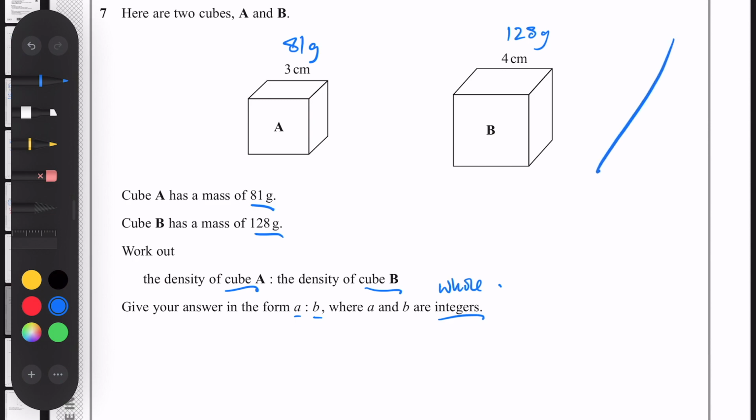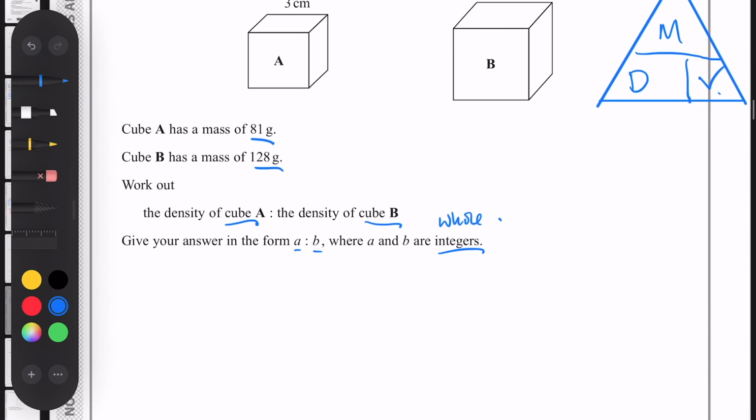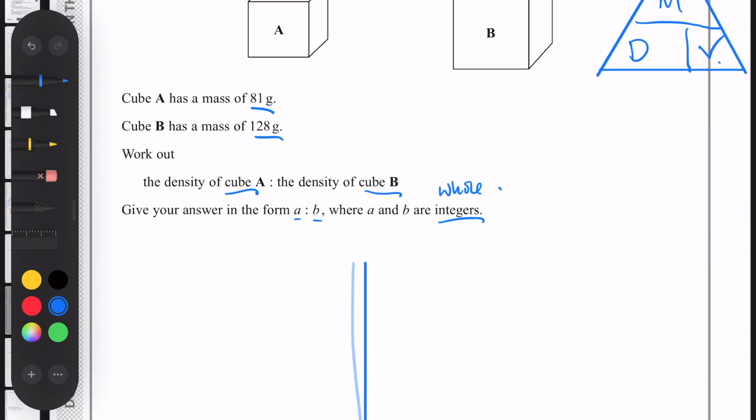There is a relationship triangle that we've got to use to work out density. And density essentially is how heavy something is for its size. So we say your density is your mass divided by your volume. And it hasn't given us our volume, so we've got to work it out. I'll split the page and we'll go A and B.